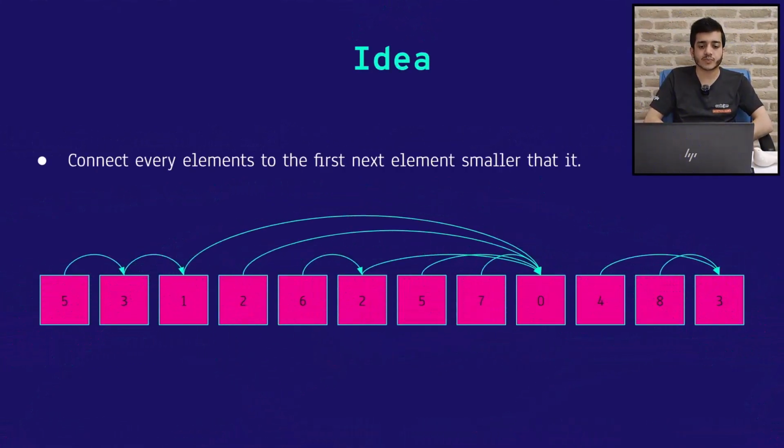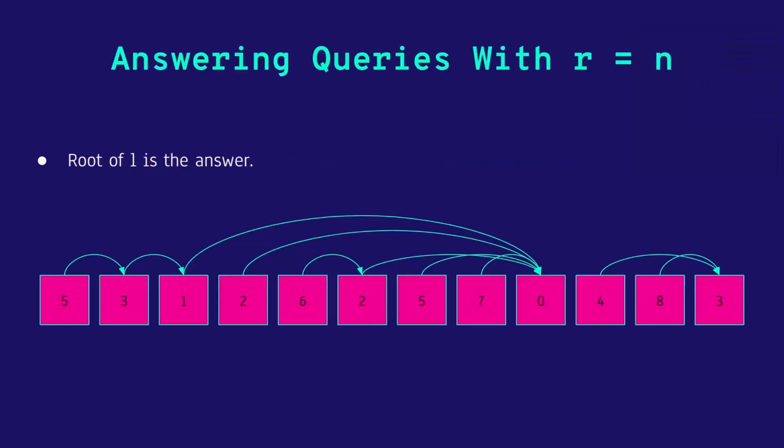So as I said, we are gonna build a rooted forest, or rooted trees. There are some rooted trees, and there are some edges directed to the root. You can see here, we connect every element to the first next element that is smaller than it, as you can see, and for sure there is no loop, right?